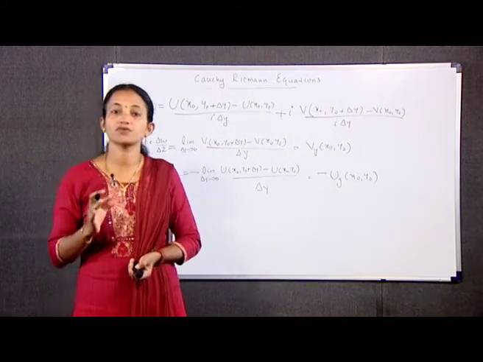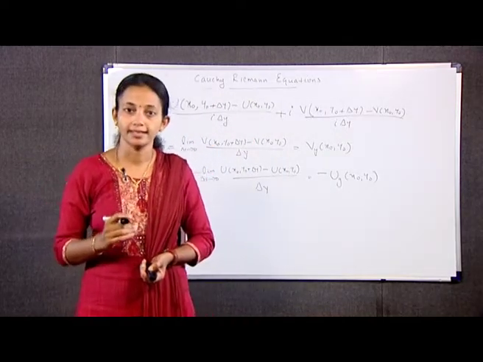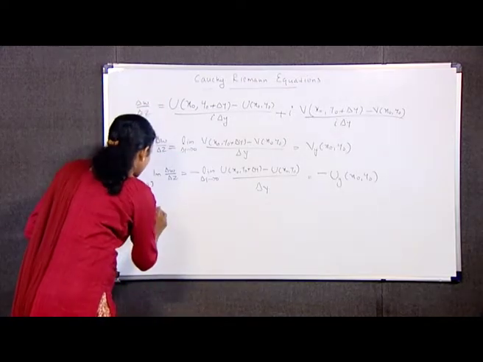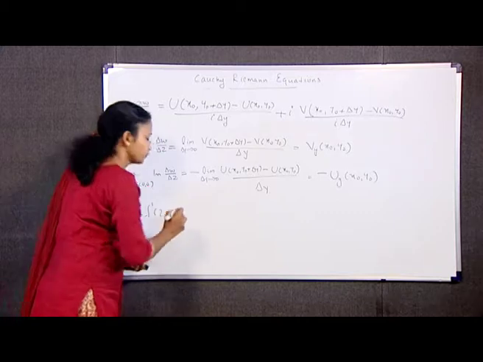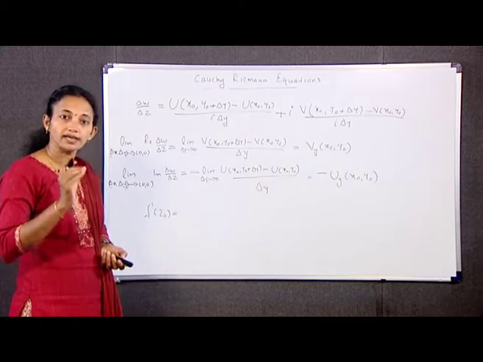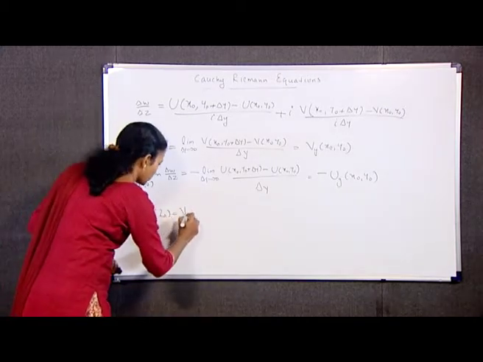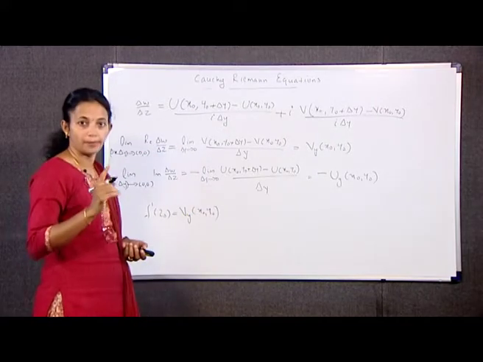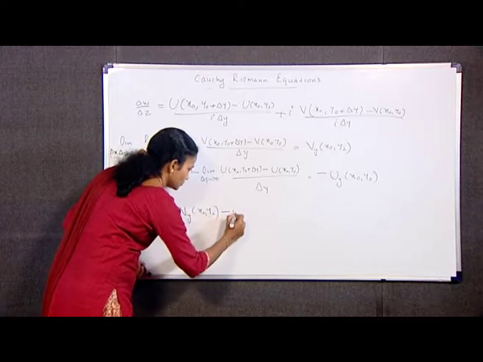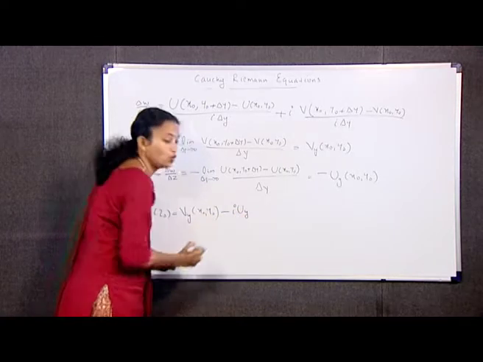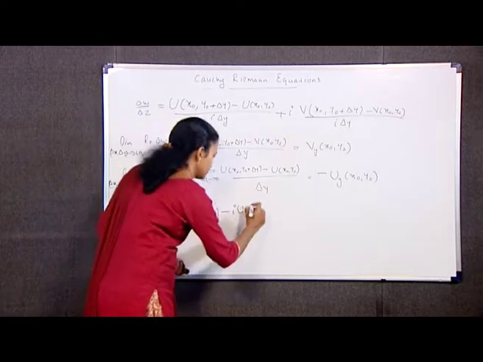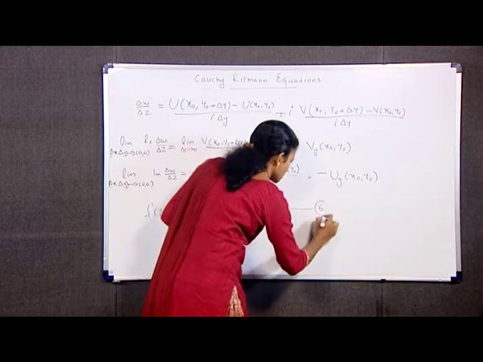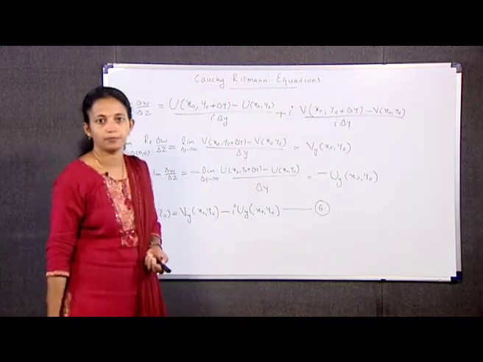Hence, it follows from the expression 4 that f dash of z0 is equal to vy(x0, y0) minus i into uy(x0, y0). Mark it as equation number 6. Here we have a negative symbol.